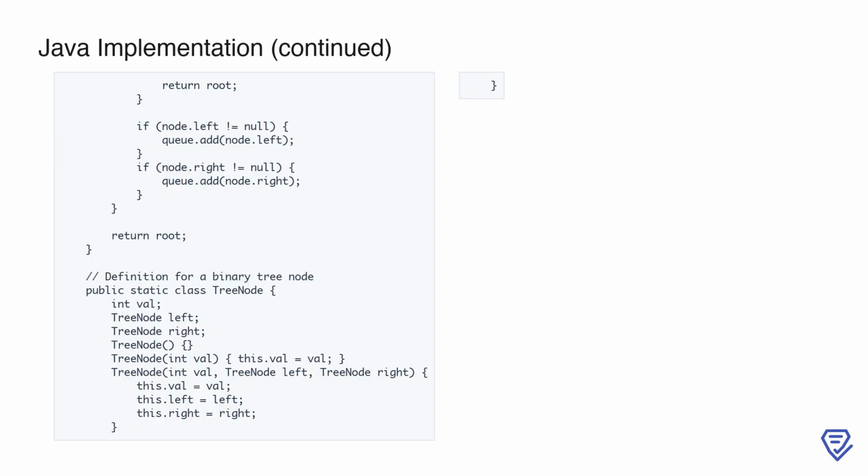If no match is found, we continue the traversal by adding the current node's left and right children to the queue, provided they are not null. Once the traversal is complete, we return the root node, ensuring the tree is corrected and intact.